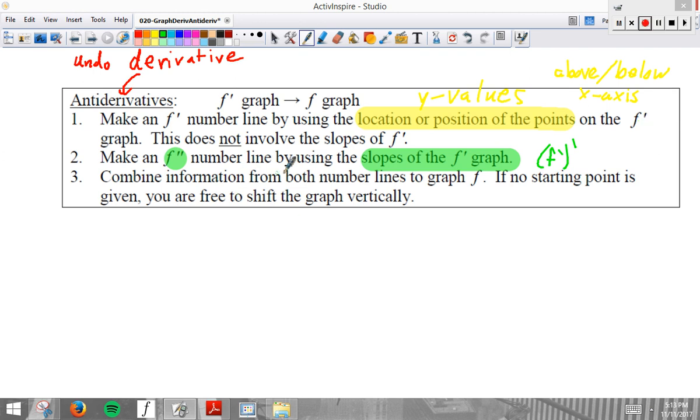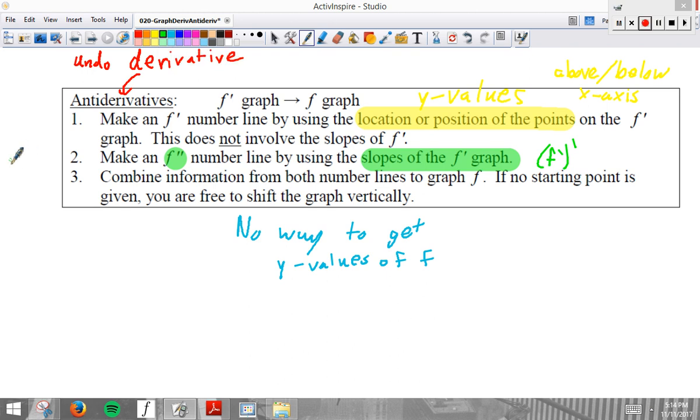We're going to combine information from both lines to graph f, just like in lesson 4-4, except with a lot more freedom. If no starting point is given, you're free to shift the graph vertically. That's because there's no way to get the y values of f back, except for the starting point.